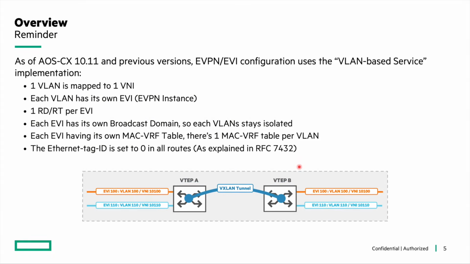Let's move on with a reminder. Before AOS-CX 10.12, the only way to configure EVPN and the related EVIs was using the VLAN-based service. Using this type of service means that each VLAN has its own EVPN instance, and doing that, each VLAN has its own MAC VRF table. Regarding the Ethernet Tag ID, even if it's present in the NLRI, it must be set to 0 in all EVPN routes.